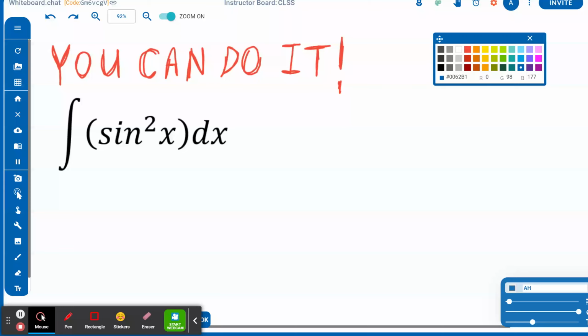Hi everyone, let's take a look at the following example. Find the antiderivative or the integration of sine x to the power of 2 with respect to x. Step number 1, before we find the antiderivative, think about the following concepts.